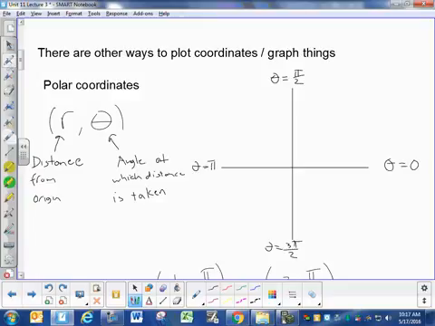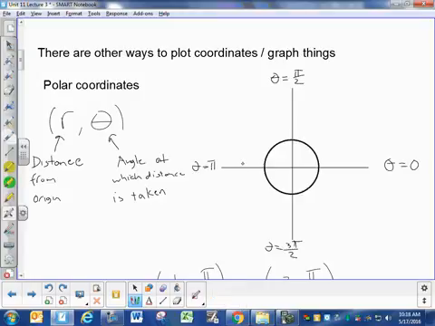Now, the way to think about r's is to think about circles with different radiuses. Because a circle with radius 1, every single point on that circle has a distance from the origin of 1. Circle of radius 2, every single point on a circle of radius 2 would have a distance from the origin of 2. So I can kind of draw circles to help me understand distances. This is a radius 1. Let's say this is a radius of 2. And this is a radius of 3.